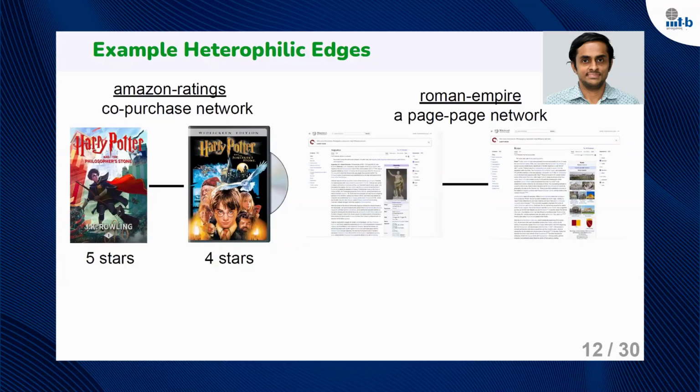Again, in a Wikipedia network, for example this Roman Empire, this is a curated network. Again, these are Wikipedia pages. If there is a link connecting two pages, there is an edge between the two nodes. In the context of the Roman Empire, there are different Wikipedia pages. For example, this is Augustus, a biographical web page. This is Rome, a geographical web page. So this is a heterophilic edge, because they belong to different categories.